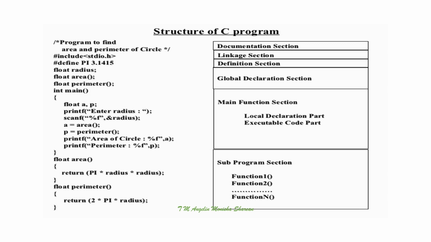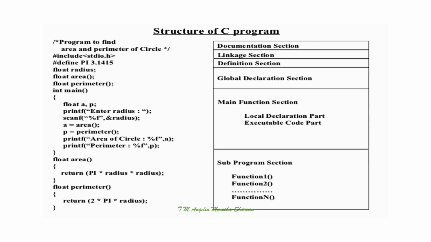Then comes the main program. In this section we have two local variables declared as a and p, and then comes the coding section, that is a normal calculation. Then come the two subprograms, area and perimeter, which were declared in the global declaration section. Hope you have understood the different parts included in the structure of a C program by comparing with this example.